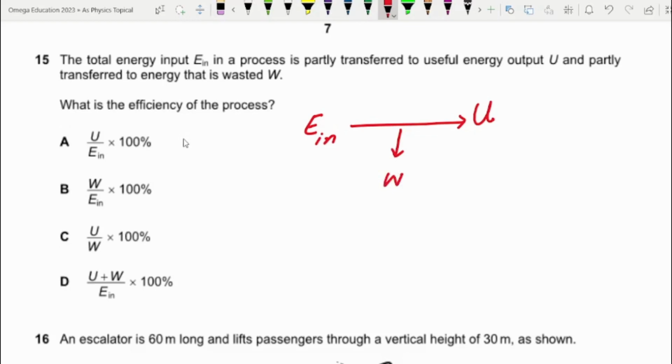So simply we need to find the efficiency. So efficiency equals the useful output divided by the total input, which is I in, and if you want to find it in percentage, you can multiply by 100%. You'll be getting the answer in percentage. So A has to be the right answer for this one.